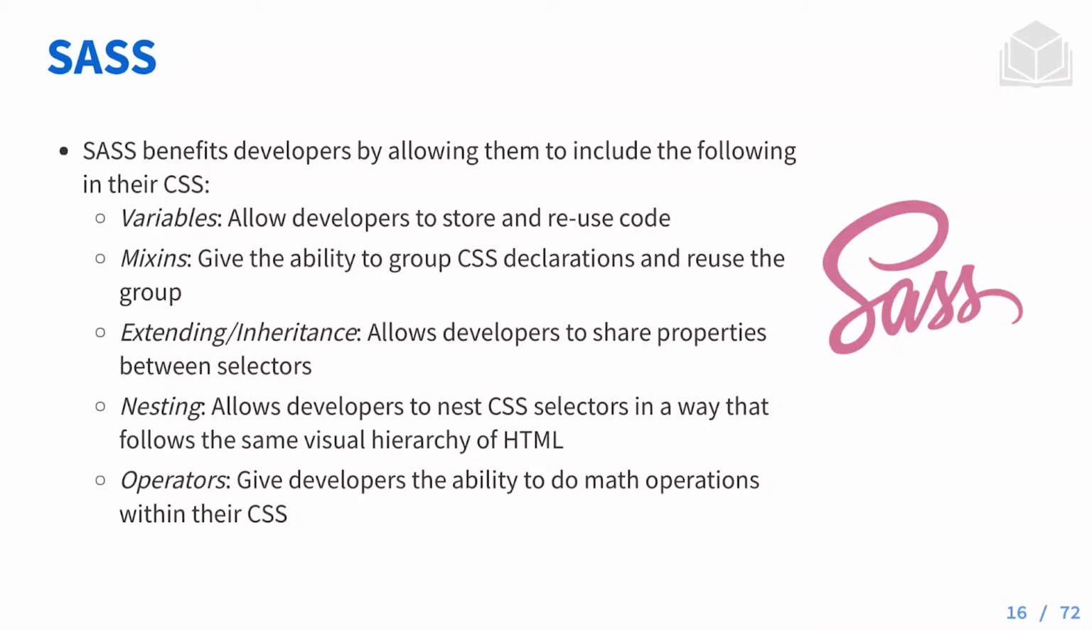So with Sass, we can do things like create variables in our CSS. We can add mixins, either creating our own or taking advantage of some mixin libraries. We have things like extending and inheritance that allow us to share properties between selectors. We have nesting that's going to allow us to cut back some code and give us the same visual hierarchy as our HTML. And we have operators that will give us the ability to do math operations in our CSS. So let's take a look at some of the Sass features that will give us a more efficient approach to our styling.